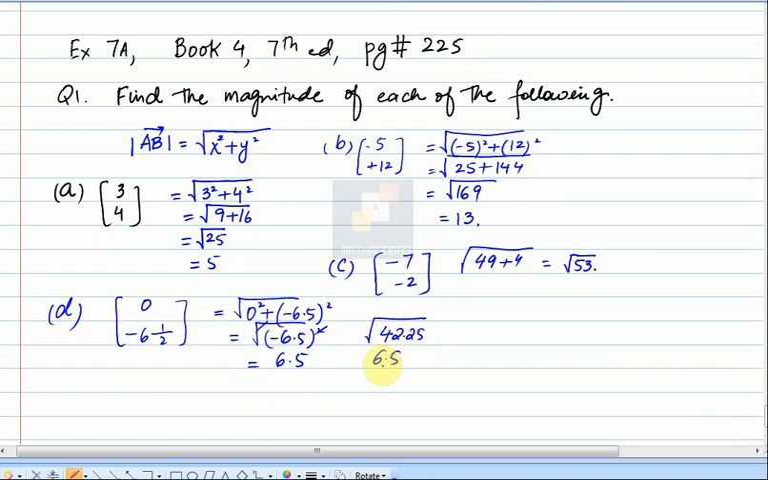And the last part is E, vector is 8 and 0. So I can clearly see that the magnitude is 8 only because the next coordinate is 0, right? So that's how you find the magnitude of a vector, just by simply applying the working formula x square plus y square. After that, moving on to the next question, question number 2.